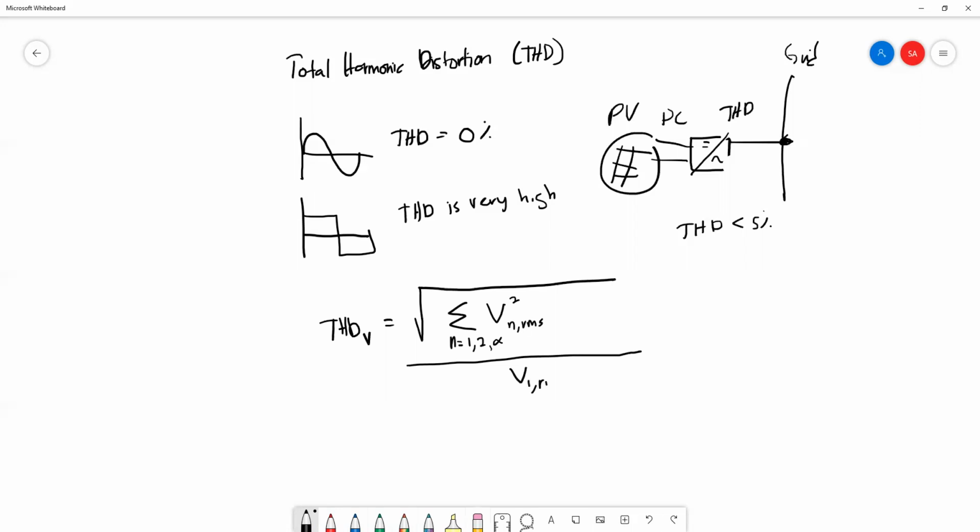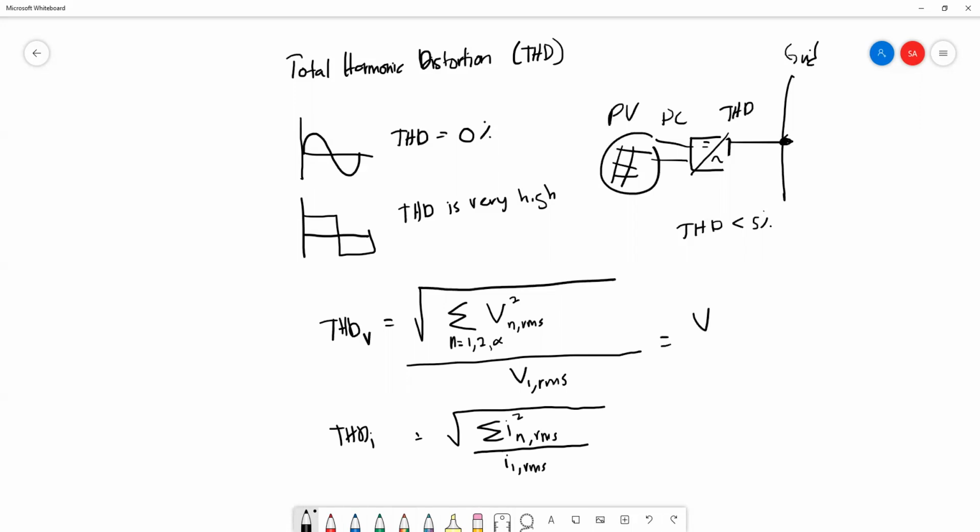over V1 RMS. Okay, and then for current, it's the same. The THD for the current is the same. So we need the summation of the current RMS squared, over I fundamental RMS.